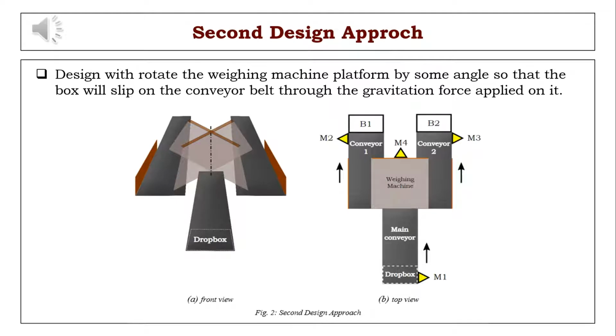In the second design approach, the conveyor belts are placed at 180° to the main conveyor belt, and the weighing machine platform is placed at a certain height with reference to the conveyor belt. By rotating the weighing machine platform, we create a slope so that the object on the platform slides onto the conveyor belt by gravitational force and moves forward with the conveyor belt.